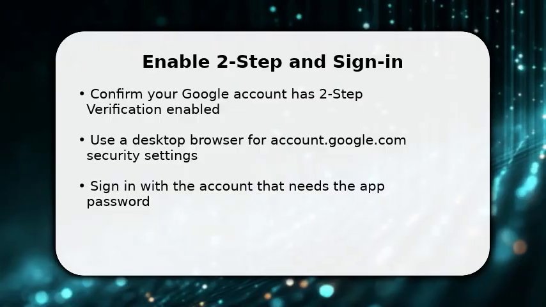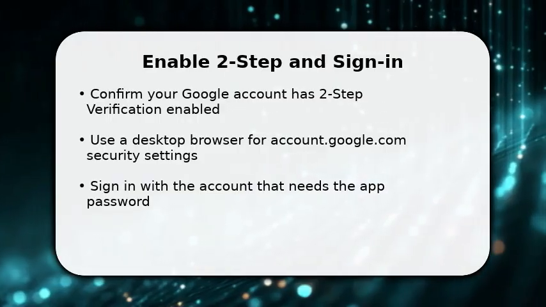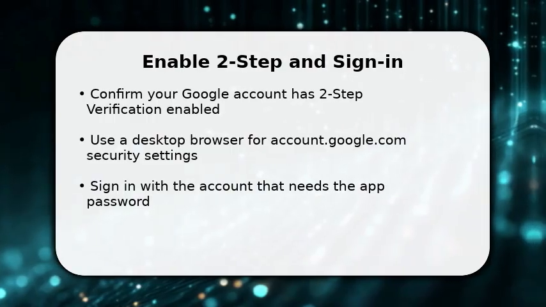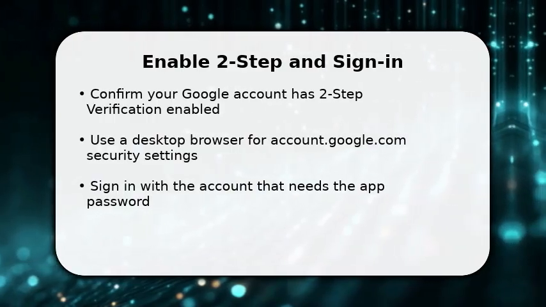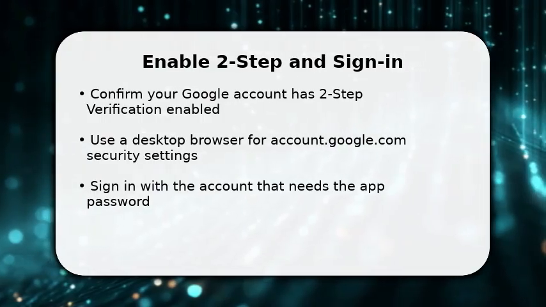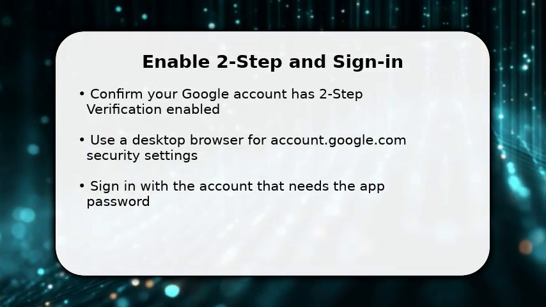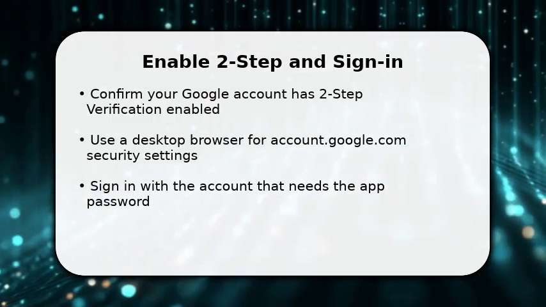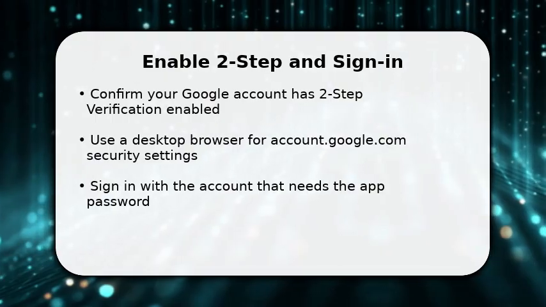You start by enabling two-step verification because app passwords require it. Sign into your account at google.com on a desktop, open Security, and enable two-step verification if not already active. Once done, return to the security page and choose app passwords. Make sure you are using the exact account tied to the app, otherwise the password won't work.